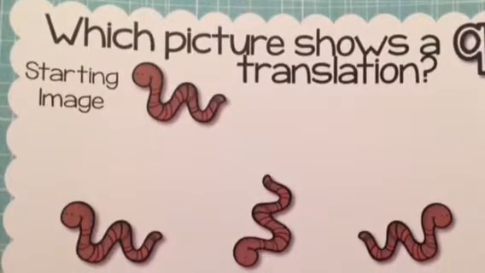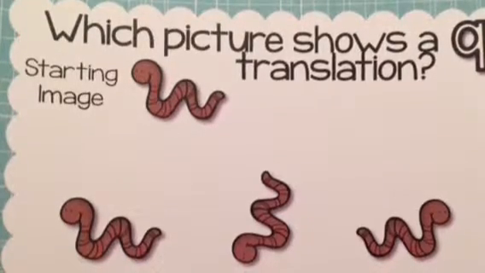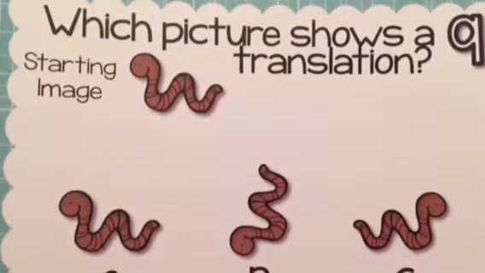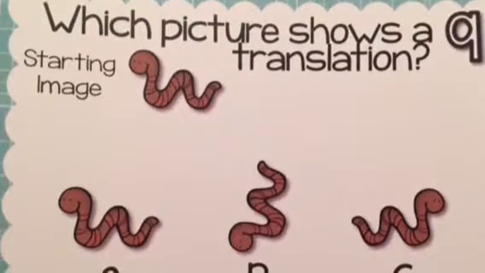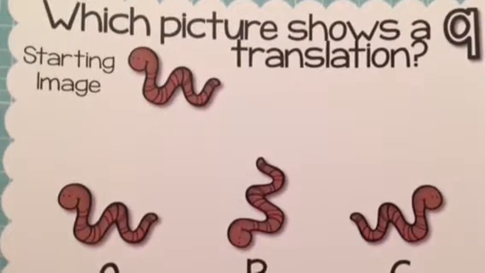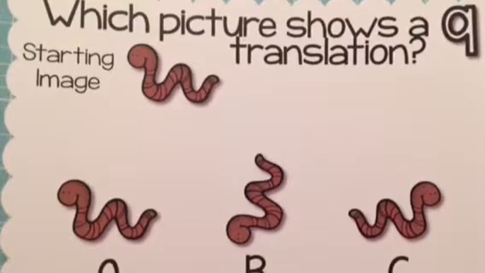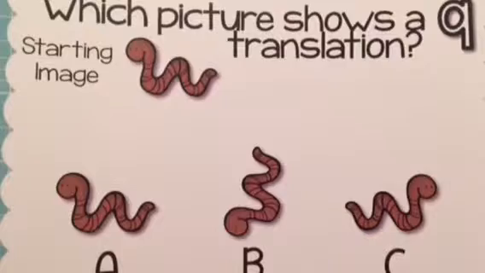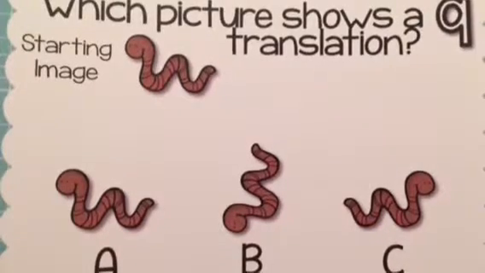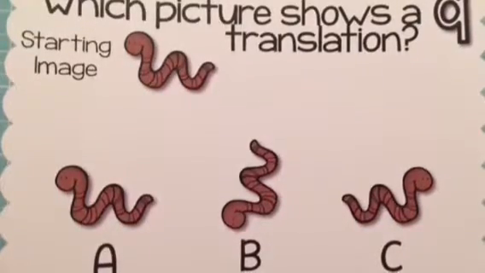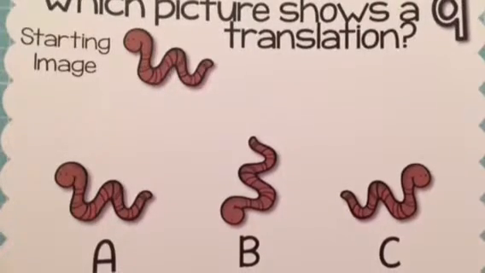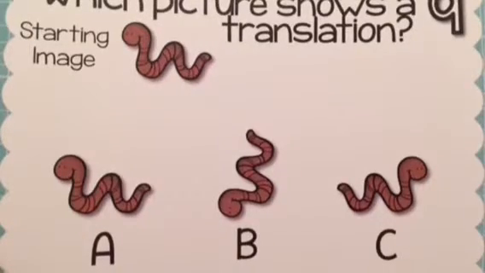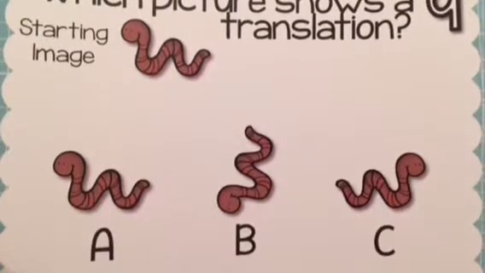Okay, let's take a minute to look at this question. Which picture shows the translation? We're going to start with the image in the top corner. Is A the translation? B or C? If you said A, you are correct, because all it did was slide. B actually turned, which is a rotation. However, that's something that we haven't gone over yet. C is a reflection, because it has flipped.